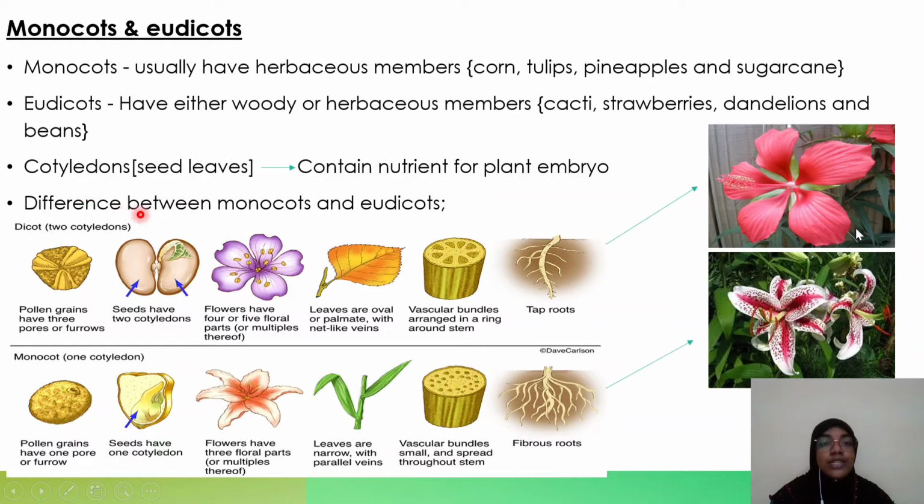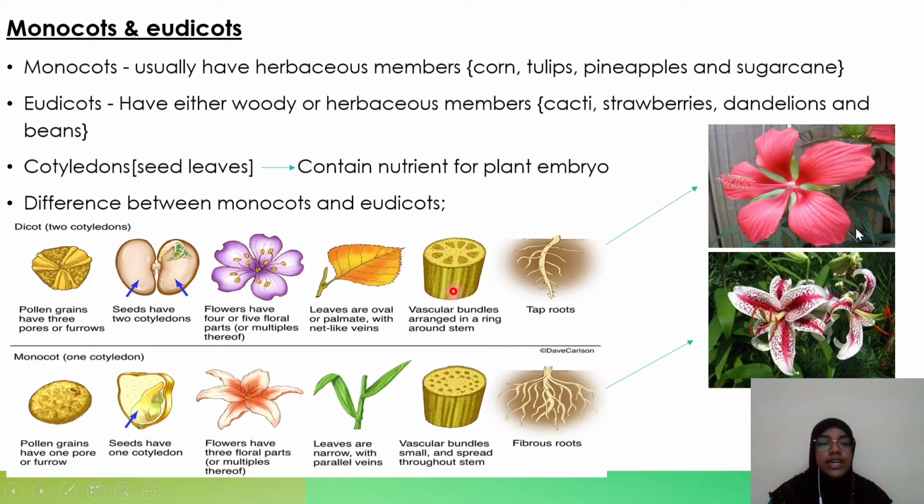And then the difference between monocots and dicots. The important thing is the cotyledon. Dicots have two cotyledons, meanwhile monocots have only one. And then the number of petals. Dicots have 4 to 5. For example, this hibiscus has 5 petals, right? Meanwhile monocots usually have 3 petals, like this orchid.